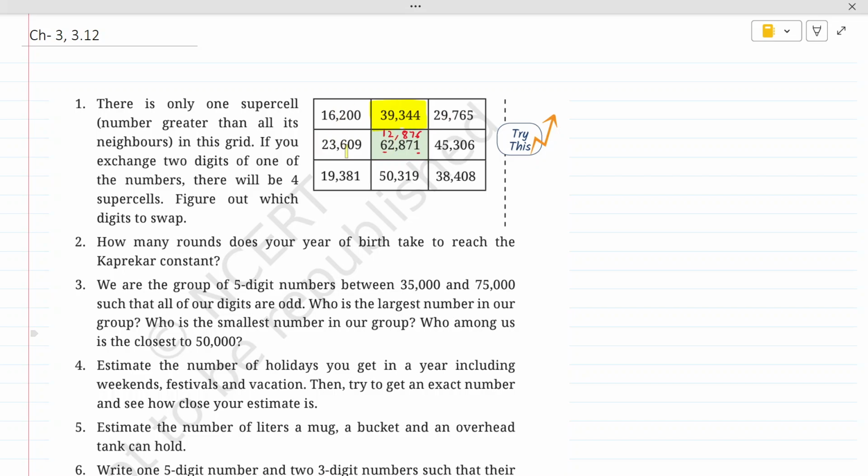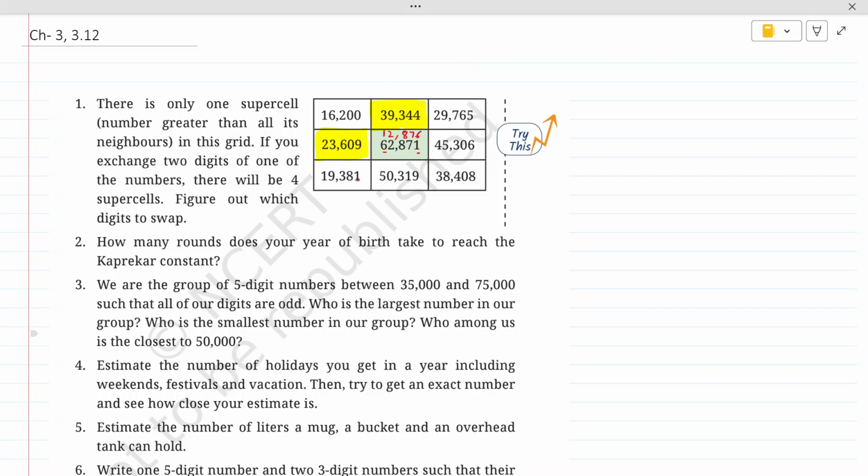I hope you understood how, because this cell is greater than all the neighboring cells. Now let us move to this cell, because this cell is also neighbor to the changed cell. Here we can see this number is in the 23,000 series. So 23,000 is greater than 16,000, and it is also greater than 19,000, and it is also greater than 12,000, the changed number. So it also becomes a supercell. Why? Because it is greater than all the three neighboring cells. So I'm also highlighting this new supercell in yellow now.